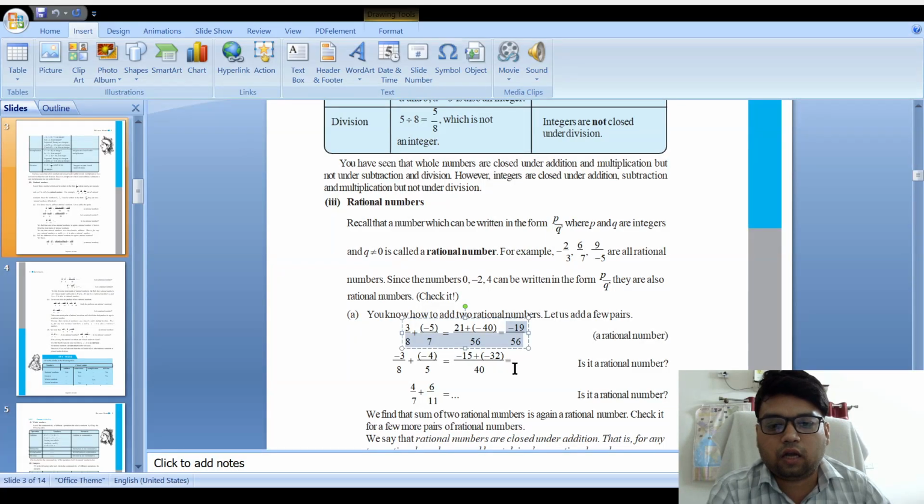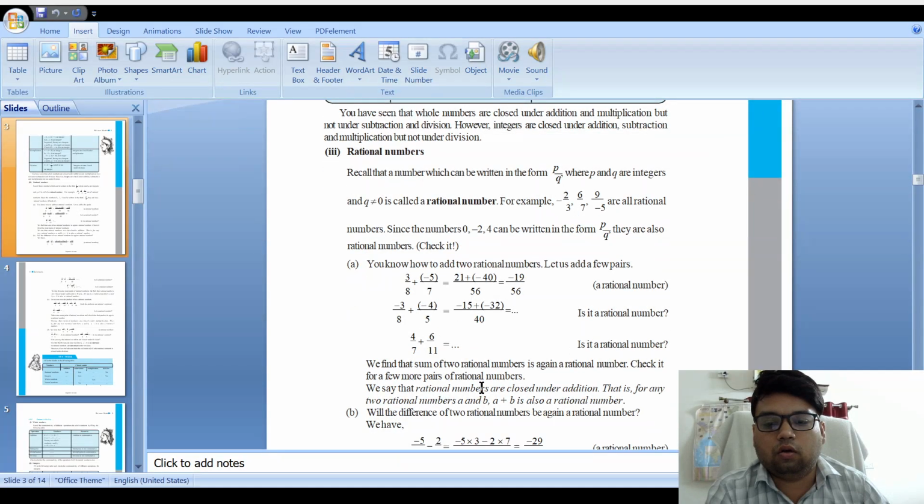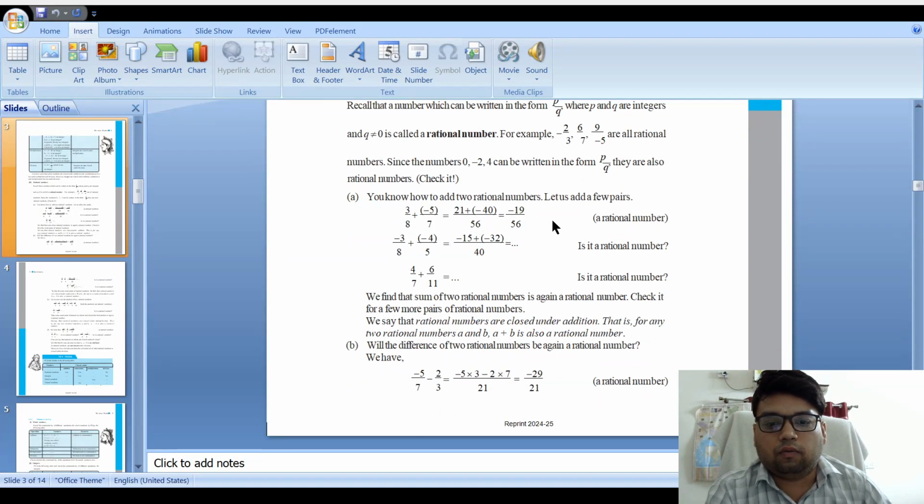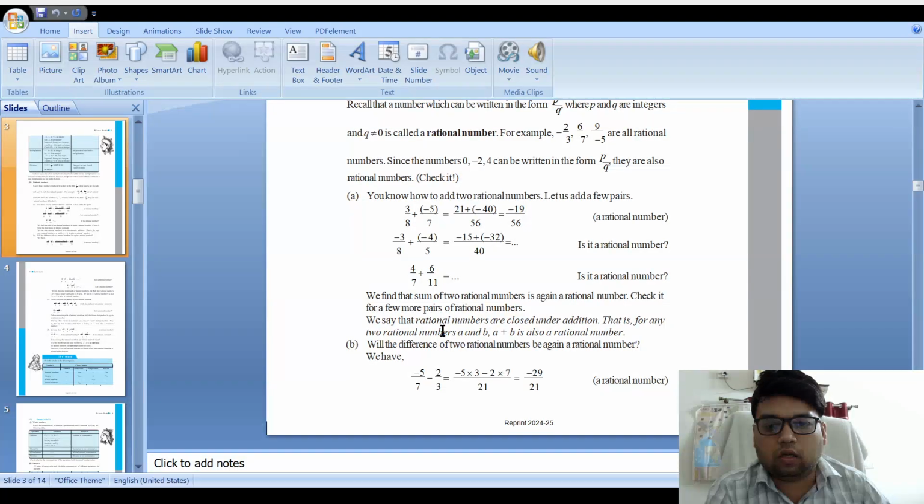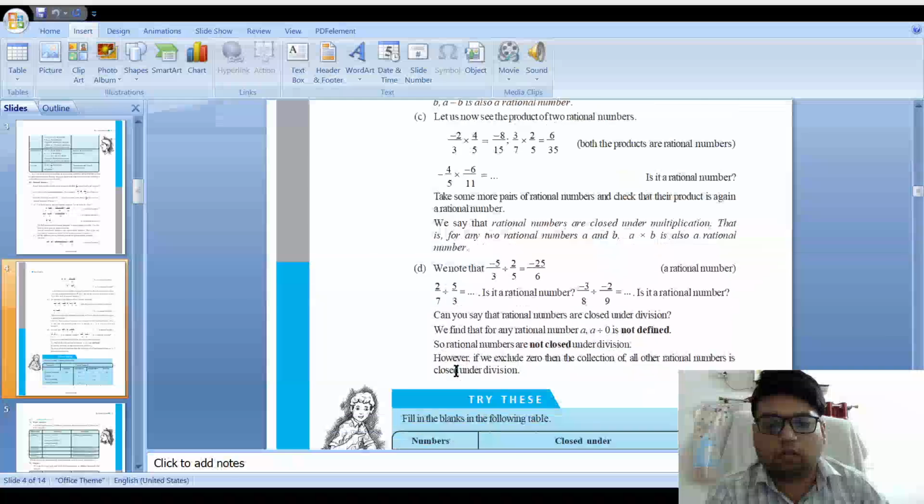They were just trying to help the learner have a better understanding of what exactly the property of closure tries to teach us. So we have to understand it for the case of addition, subtraction, multiplication, and also division.